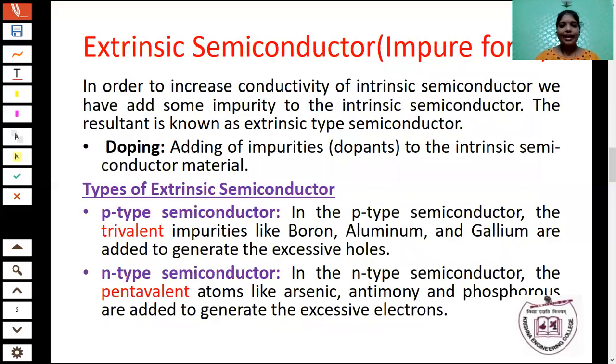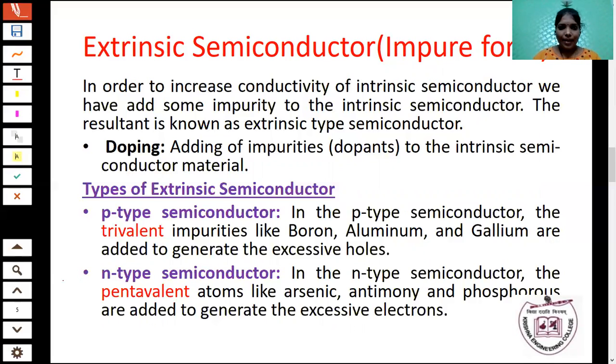So next one is the extrinsic semiconductor. The extrinsic semiconductor is also called the impure form of semiconductor. Why we are going for the extrinsic semiconductor is, in order to create more electrons and holes in the material. It is also called the impure form. In the intrinsic semiconductor, the number of holes is equal to the number of electrons. So the holes and electrons neutralize each other.